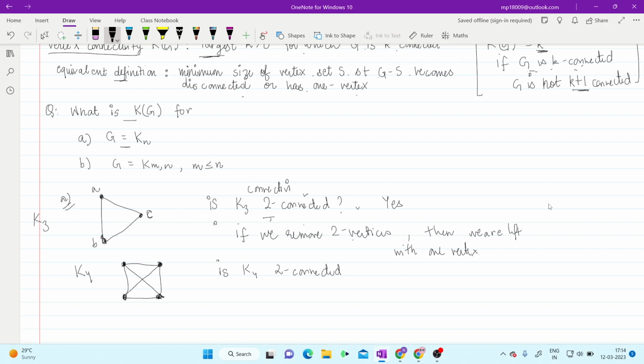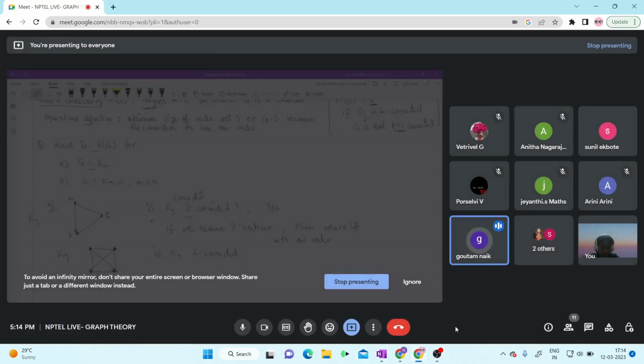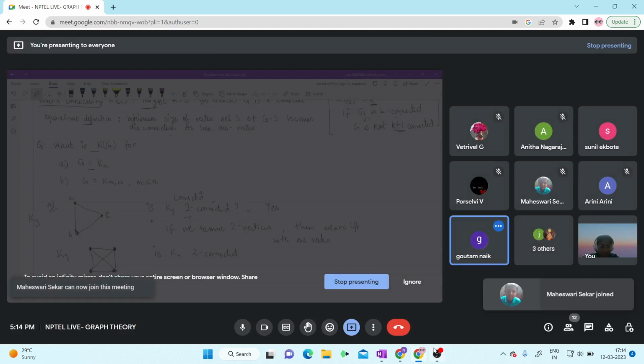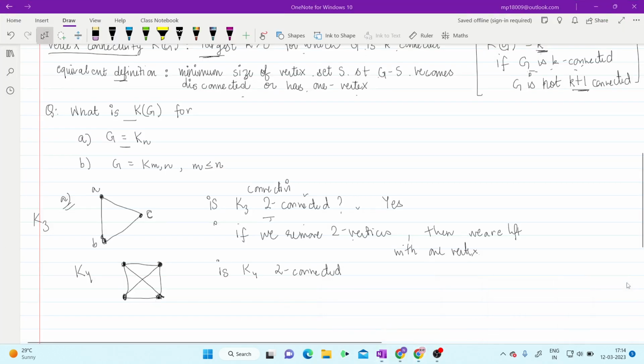Yes. We need a minimum of three vertices to be removed to make the graph disconnected. So the graph is 2 connected, right? The definition is that if we remove any one vertex, the graph should remain connected. If we are removing just one vertex, this graph remains connected. Therefore this graph is 2 connected.